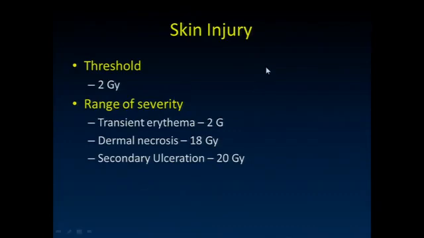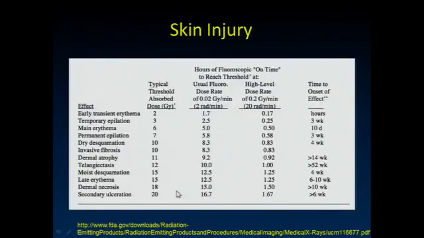Perhaps a TIPS that becomes overly complicated, and so if you change your projection so that your skin entry site that your radiation beam is going through varies a little bit, you can help protect because you're not irradiating the same mass of tissue over and over again. So there's a couple things there. The range of severity, right: transient erythema at 2 gray, dermal necrosis at 18, secondary ulceration at 20 gray. And there are actually some nice studies looking at the fluoro time, and you can see here going down from early transient erythema, temporary epilation, main erythema, permanent epilation, as the dose increases.